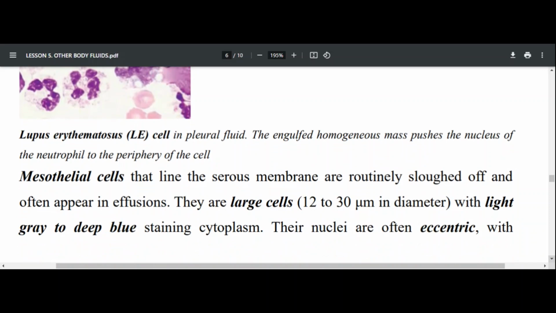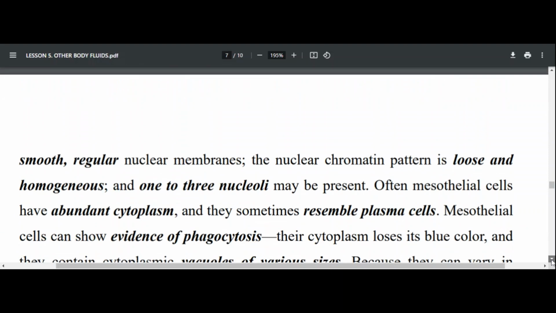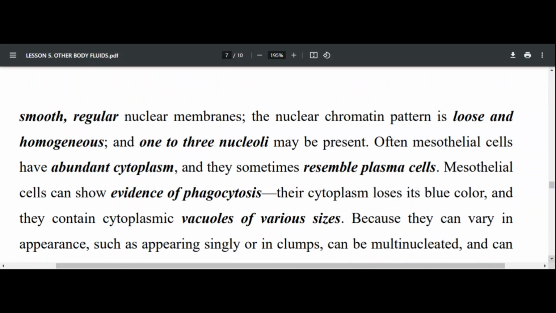So mesothelial cells that line the serous membrane are routinely sloughed off and appear in the effusion. Of course, sometimes they will appear without any significance. For example, mesothelial cells that line the peritoneal cavity, pleural cavity, or pericardial cavity are sometimes seen in the fluids. They are large with a light gray to deep blue staining cytoplasm, and the nuclei are eccentric with smooth regular nuclear membranes. The nuclear chromatin pattern is loose and homogeneous, and one to three nuclei may also be present. So this is how the cell looks.